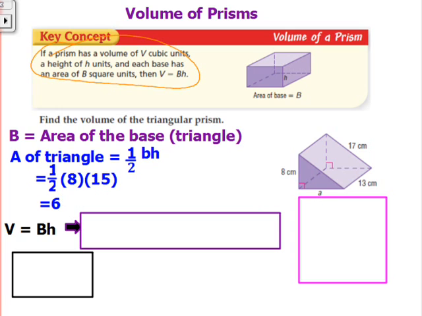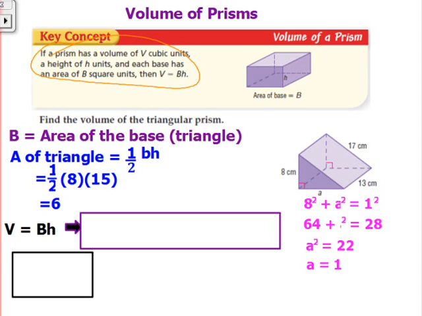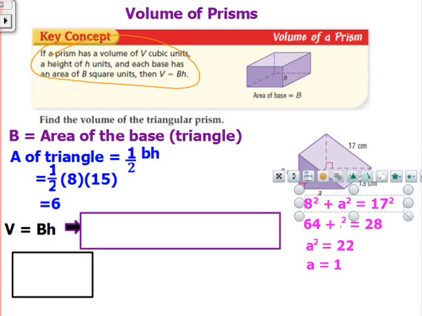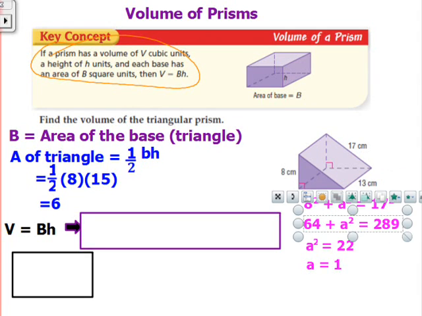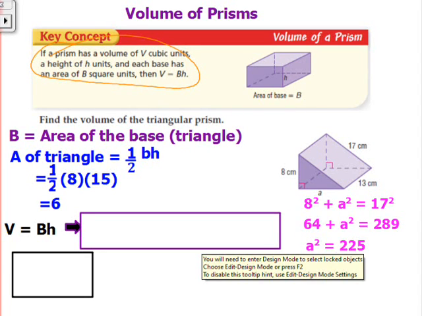We want to do what you see, 1/2 times 8 times 15, and you might be wondering where the 15 came from. A lot of times with these problems, there's information we have to find first. On the right side, we're going to use the Pythagorean theorem. I know it's a right triangle, so I can do 8 squared plus a squared equals 17 squared. I get 64 plus a squared equals 289. A squared equals 225, and a is 15.